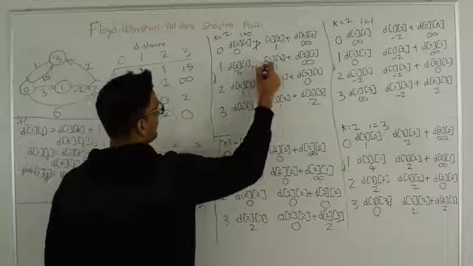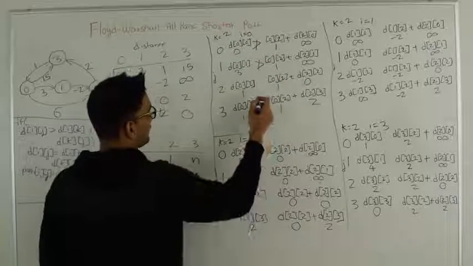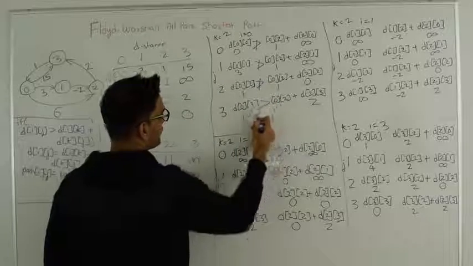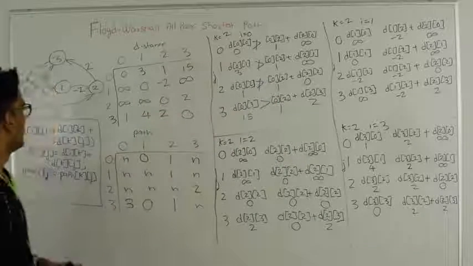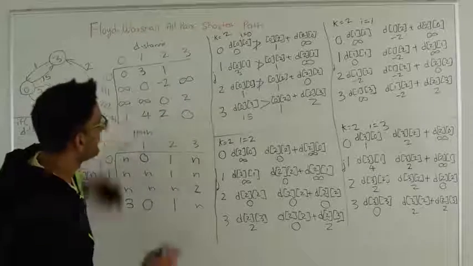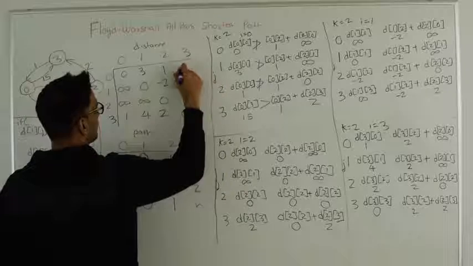Is 3 greater than 1 plus infinity? No. Is 1 greater than 1 plus 0? No. Is 15 greater than 1 plus 2? Yes, 15 is greater than 1 plus 2. So we go to [0][3], 15, set this value to be 1 plus 2, which is 3.